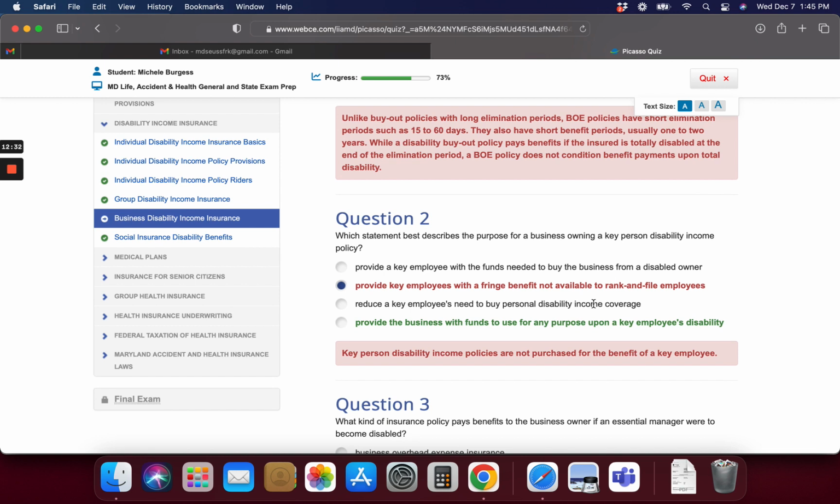Number 2 I got wrong as well. The answer for this one is the purpose for a business owning a key person disability income policy is to provide the business with funds to use for any purpose upon a key employee's disability. I mean, that makes sense. I would think a fringe benefit would also be nice, but they said no.